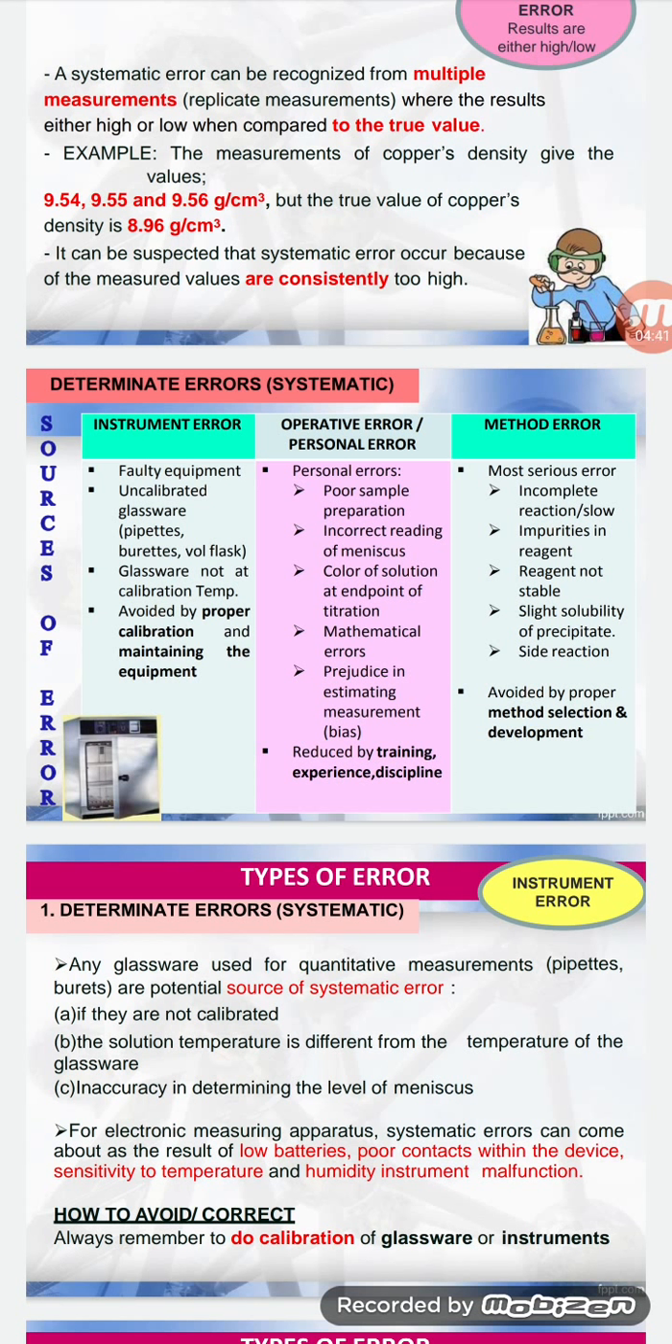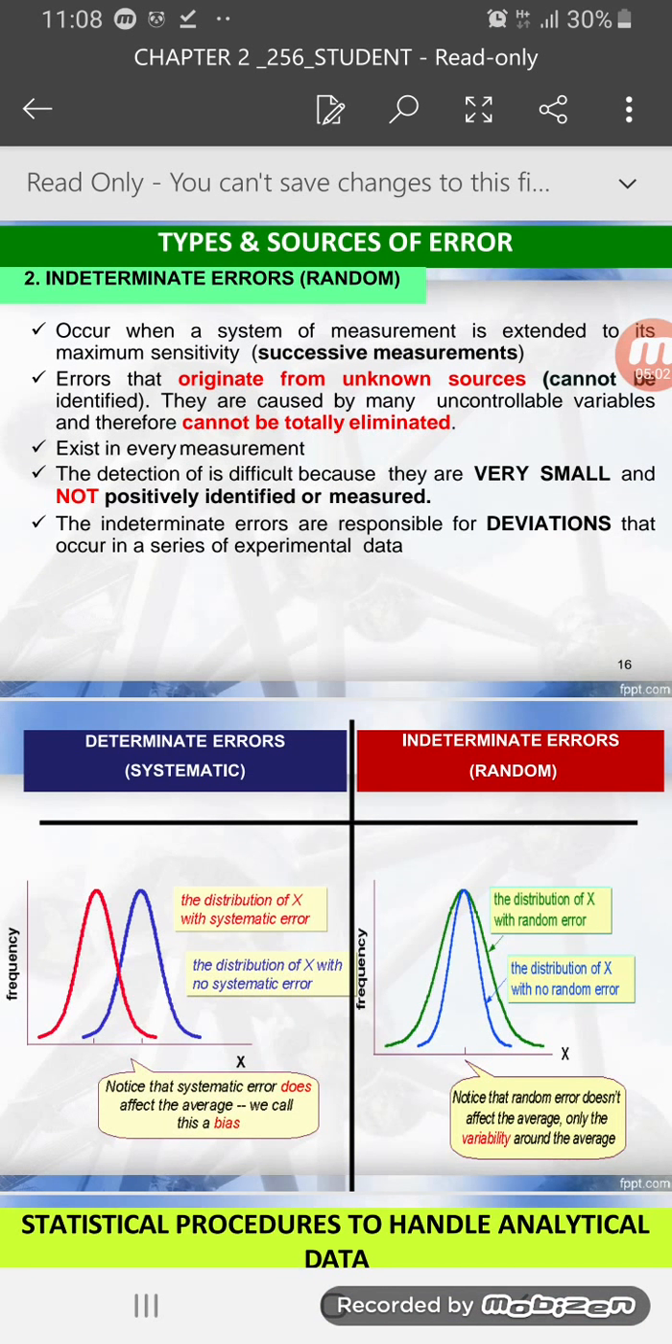And lastly, the serious error is method error. So it comes from incomplete reaction, impurities of reagent, not soluble, and not stable, and having a side reaction. So how are we going to overcome this? It can be overcome by proper method selection and development. Alright, let's move to types and source of error.